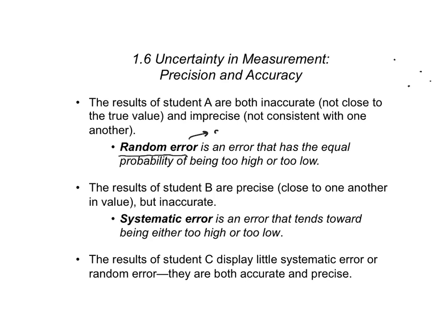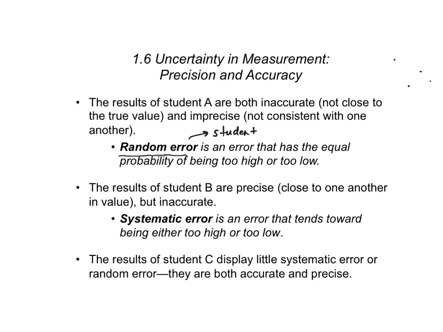Probably the student, right? So student A probably was not a very good scientist when they went into the lab, okay? All right, another type of error is called systematic error, okay? So systematic error specifically is part of the system that you're looking at, right?